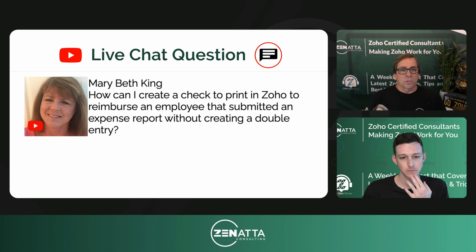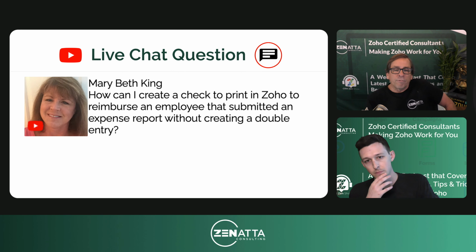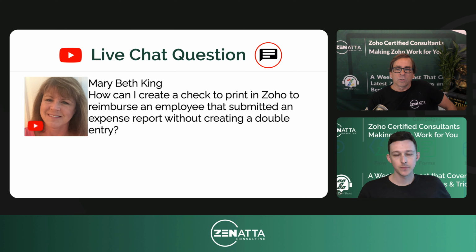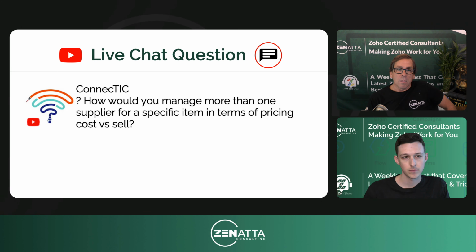All right, Mary Beth wants to know, how can I create a check to print in Zoho to reimburse an employee that submitted an expense report without creating a double entry? You just mark the check as the payment method. So very simple when you're paying the bill. You're saying creating a double entry. I'm confused about the double entry part of this, because if you submit it as an expense bill and you pay it, you've got several ways. You're paying it out of a checking account, but how did you pay it? There shouldn't be a double entry there.